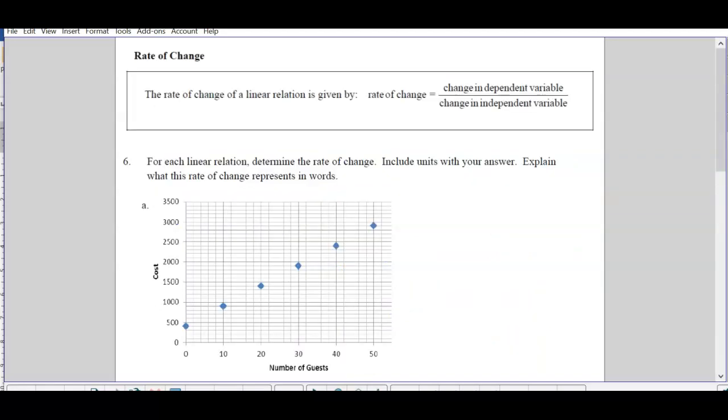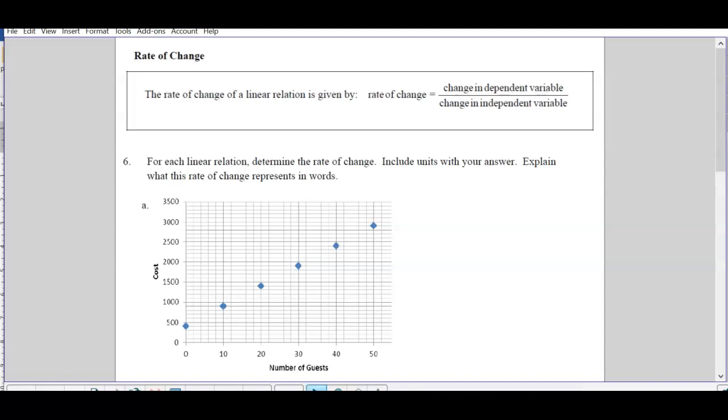So rate of change, so that's what we were just doing. The rate of change of a linear relation is given by the change in the dependent variable, so the y value, divided by the change in the independent variable. And that's how we were getting those equations they were talking about. So for each linear relation, to determine the rate of change, include units with your answer. If it's an application, you do need to use units. So you want to take a look here.